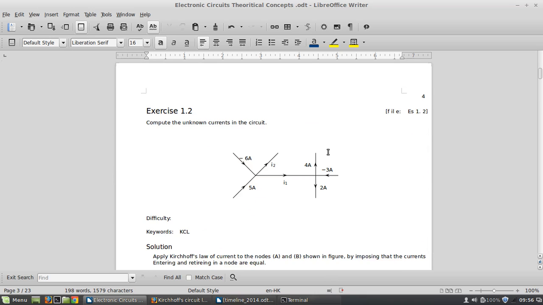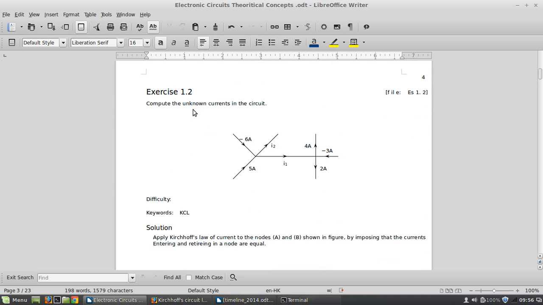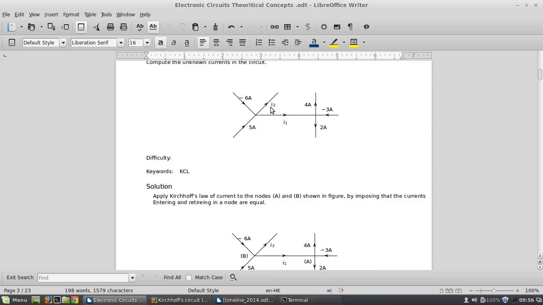And the third junction, the only junction that is left, is this one, and it has 3 knowns and 1 unknown. So we can solve this and get the value of I2, and correspondingly after getting the value of I2 we solve this junction and get the value of I1, and that's the particular idea. Alright, so it's very simple.